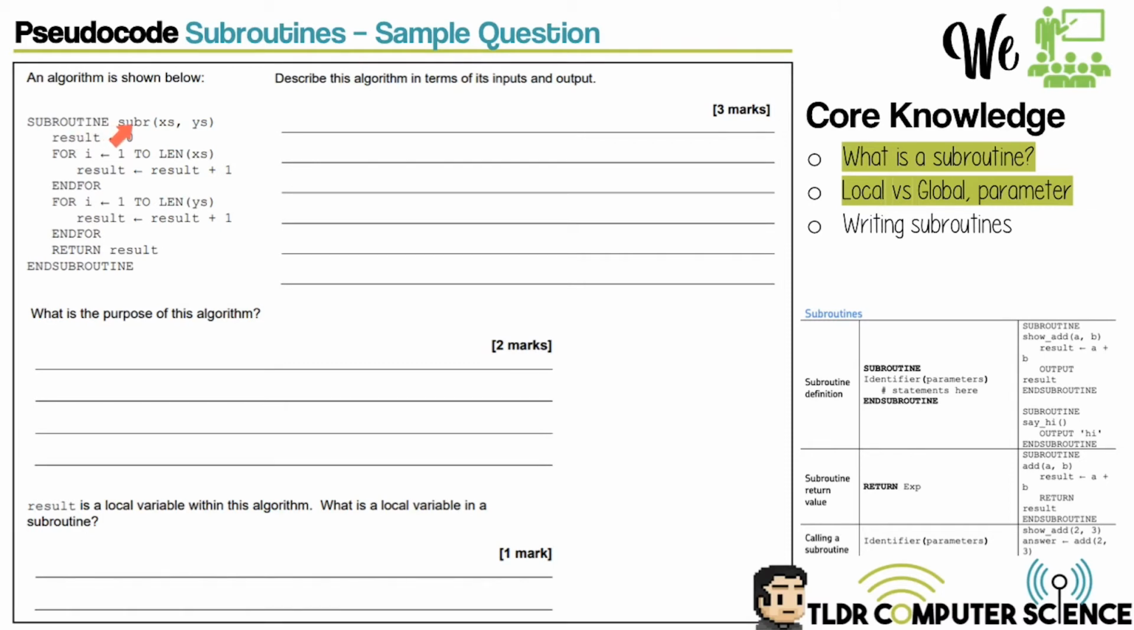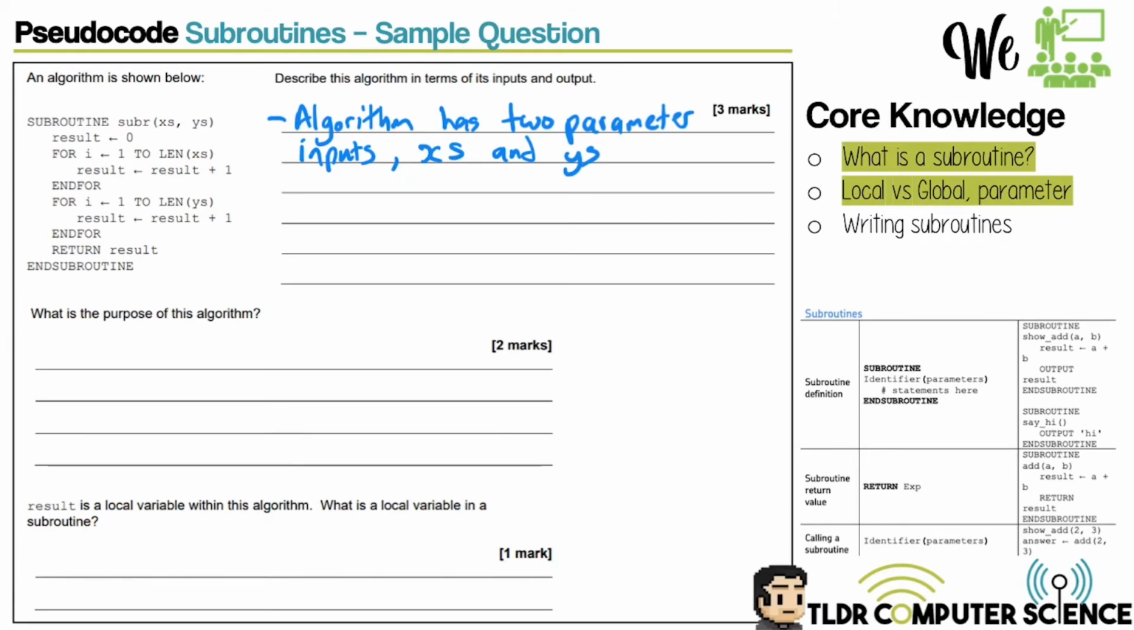Well, straight away, the name of the subroutine is sub R, so that's the identifier of the subroutine. And then it has 2 parameter values, XS and YS. So the first thing we can answer is that in terms of inputs, the algorithm, apologies for my handwriting, has 2 parameter inputs, XS and YS.